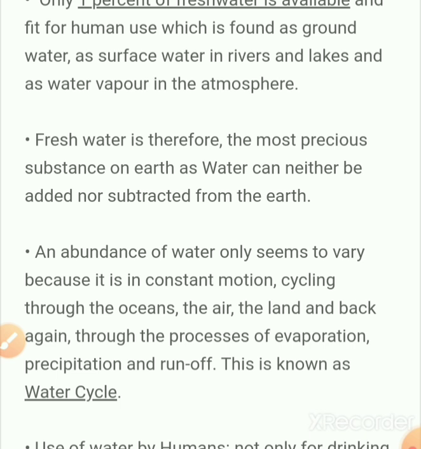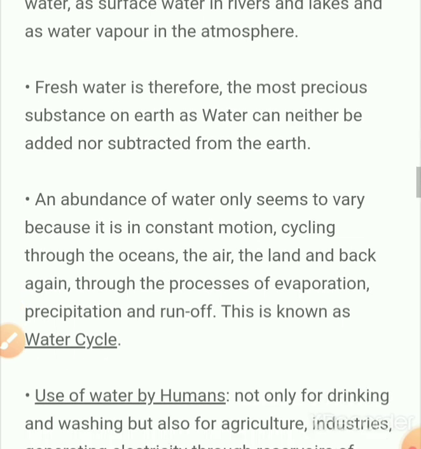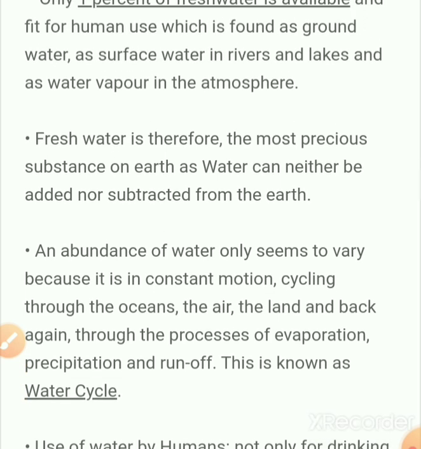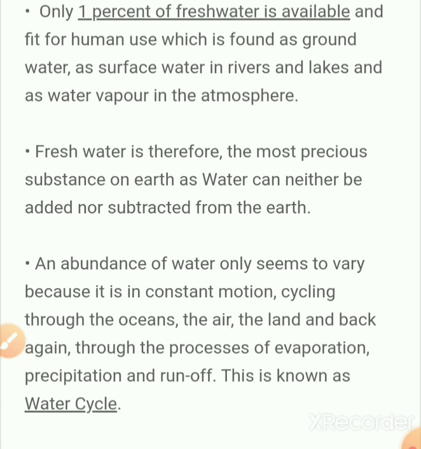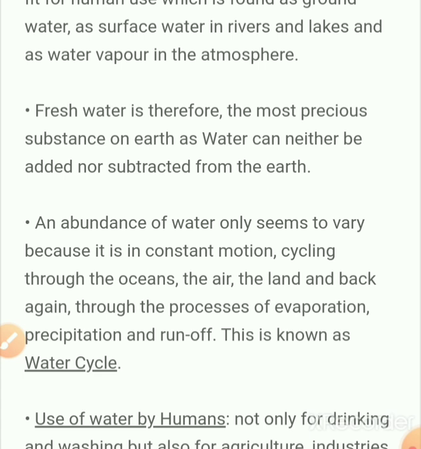The next 1% of fresh water is available and fit for human use, which is found as groundwater, as surface water in rivers and lakes, as well as water vapor in the atmosphere. If you take 100 drops of water, only one drop is good for human consumption. That one drop can again be divided into groundwater and surface water.